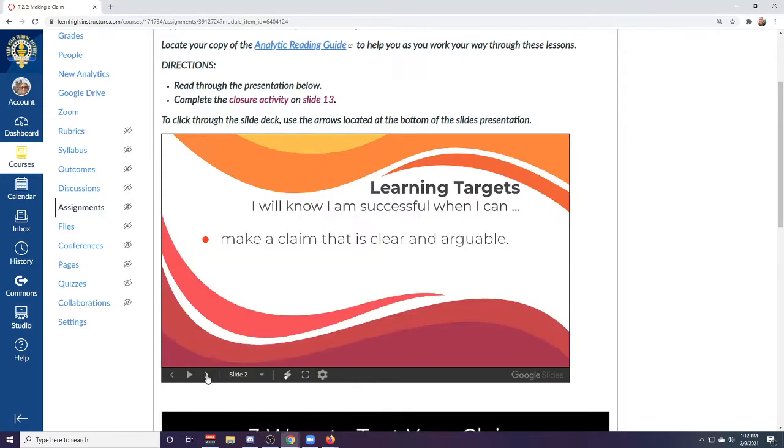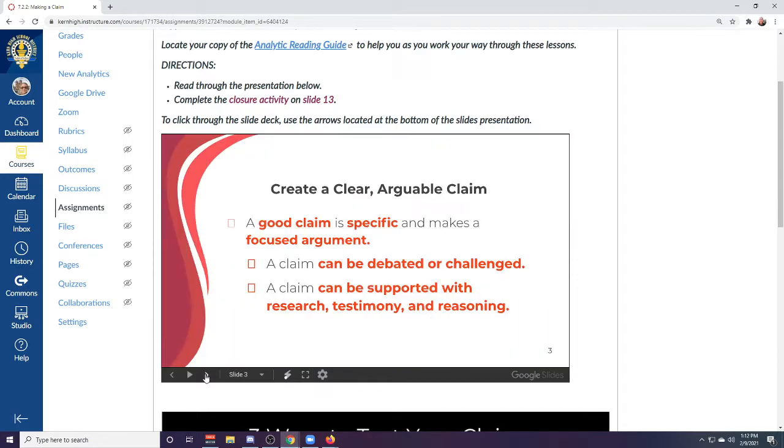You'll flip through the slides, and it'll explain what you need to do to make sure that you have a claim that is clear and arguable. It describes what a good claim is. A good claim can be debated or challenged. A good claim can be supported with research, testimony, and reasoning, otherwise, evidence.